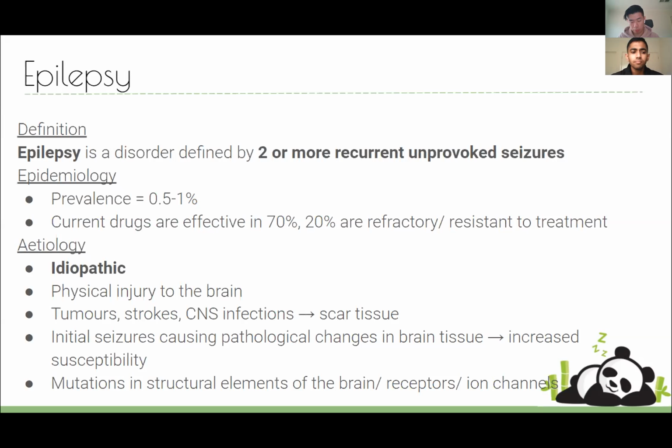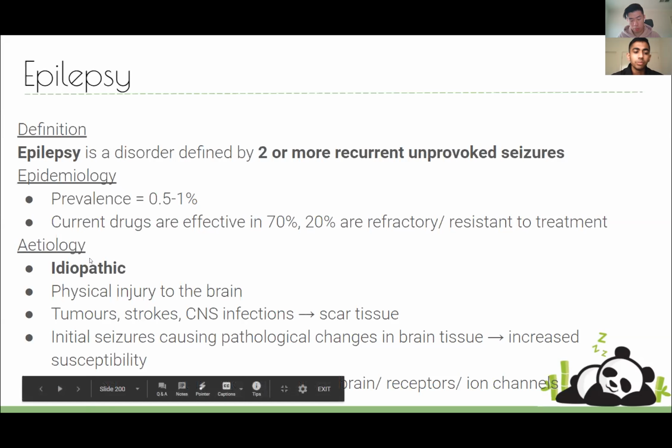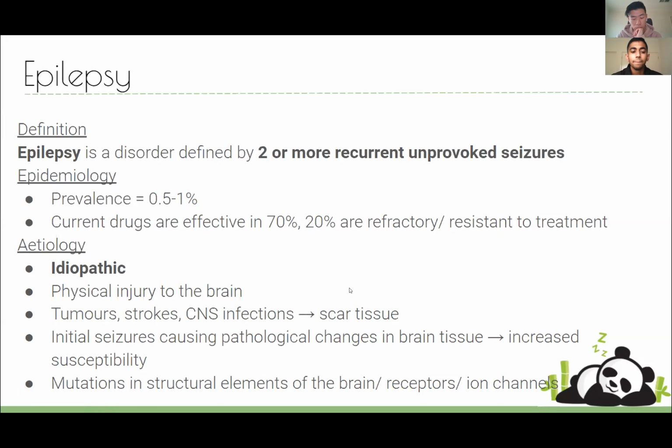And again, the etiologies are kind of similar, but they're mainly idiopathic. We don't know the exact mechanism going on behind epilepsy, but we can make some guesses at what it might be. It might be similar things causing seizures. It might be physical injuries or other pathologies which are causing fibrosis of brain tissue.